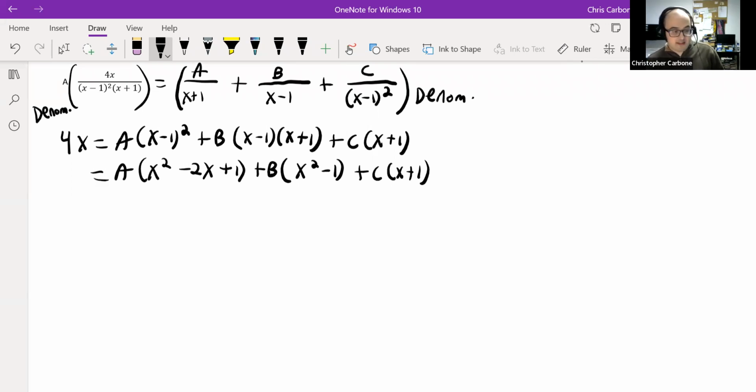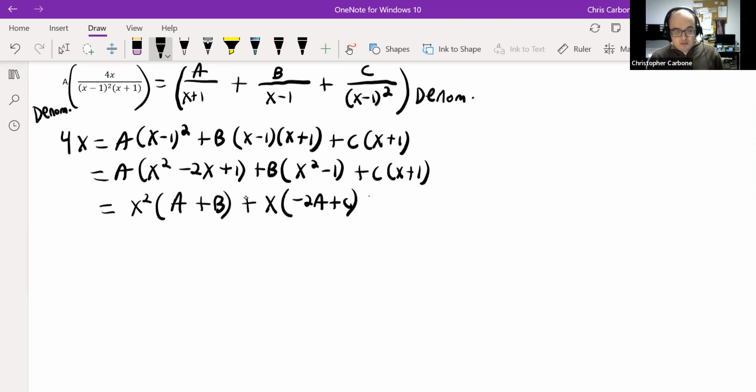All right, so just like in the last example, we could equate based on those values on the left-hand side. There's no x squared or a constant, so this one's a little bit nicer. Let me first separate these out so we can see it nicer before going through that process. This is equal to x squared times A plus B, plus x times negative 2A plus C, plus, for those constant terms now, we have A minus B plus C.